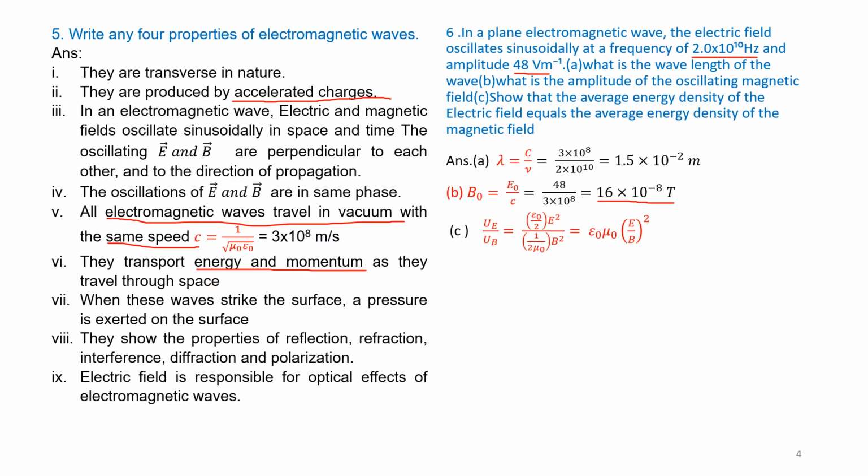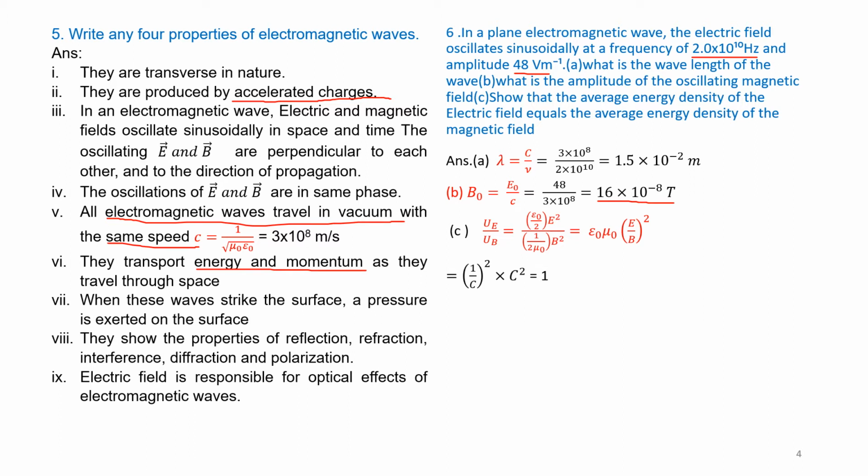Part C. UE by UB, that is the ratio between the energy density of the electric field to the energy density of the magnetic field, is given by the relation we know from our previous chapter. UE is equal to half epsilon naught E square and UB is equal to 1 over 2 mu naught into B square. Therefore, simplifying, we get epsilon naught by mu naught into E by B whole square.